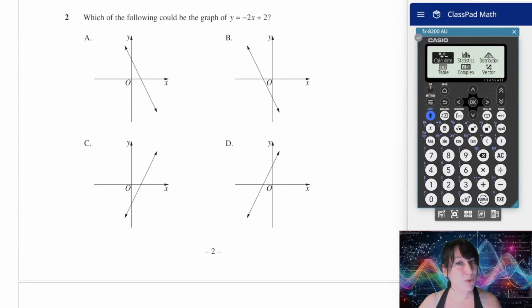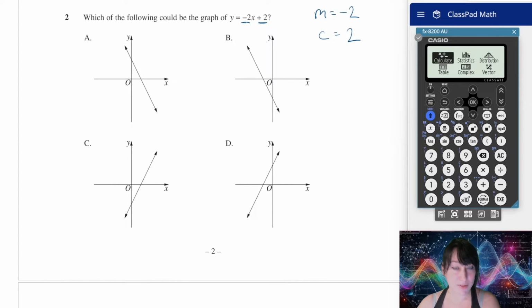Okay, question 2 is about linear relationships. It says, which of the following could be the graph of y equals minus 2x plus 2? So to answer this question, we'll have to identify the gradient and the y-intercept. Now the gradient is the coefficient of x, the number in front of x. In this case, it's -2. The y-intercept is the constant term. In this case, it's 2.